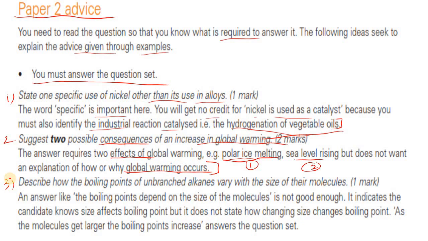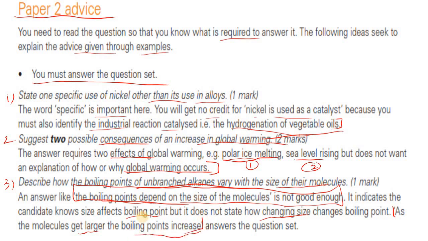Now the third hint for you all: describe how the boiling points of the unbranched alkanes vary with the size of the molecules. There is only 1 mark. So how do you explain this? This is the physical property of the alkanes. An answer like "the boiling point depends on the size of the molecule" is not good enough. It indicates that the candidate knows the size affects the boiling point, but it does not state how changing size changes the boiling point. This will be the perfect answer: as the molecules get larger, the boiling point increases. This is the best answer.